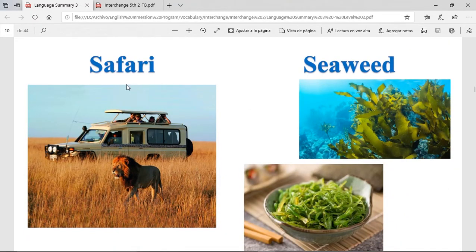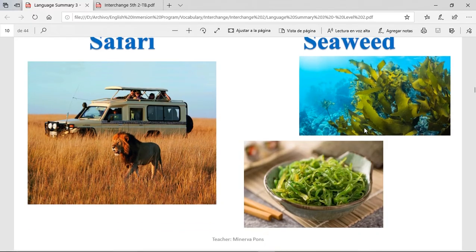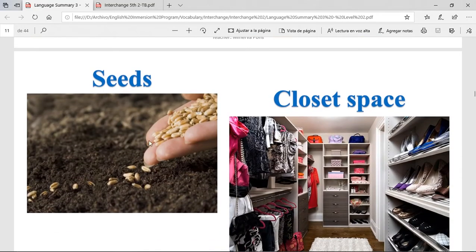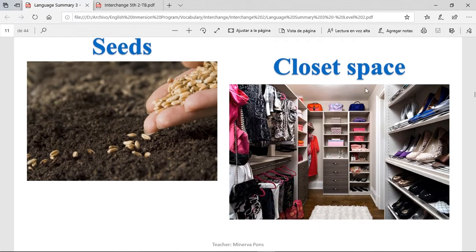Safari. The safari is when tourists go to Africa to see all of the animals in their wild state, etc. Okay. Seaweed. The seaweed are the weeds that are in the sea. Okay. So these are all the plants that are on the bottom of the sea. Seeds. The seeds are what you plant, and then flowers and trees come from it. Okay? Closet space. This is the closet where you put all of your clothes, your shoes, etc.